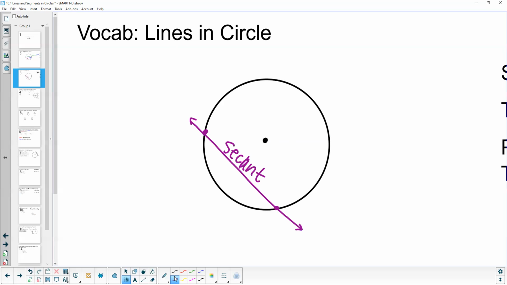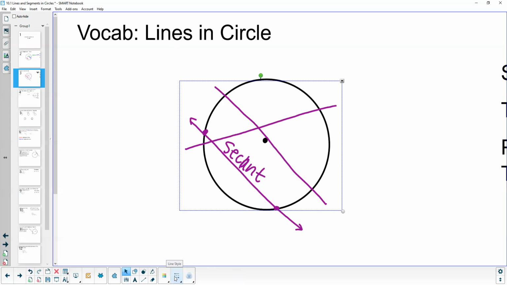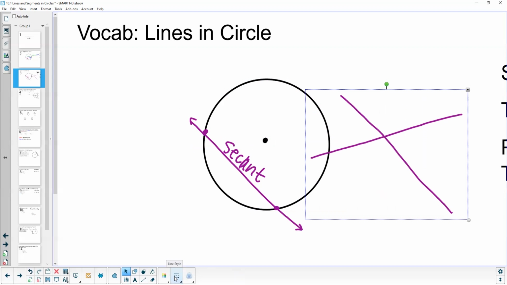So this is considered a secant line. This would be considered a secant line. A secant line is just a line that goes through 2 places in our circle.